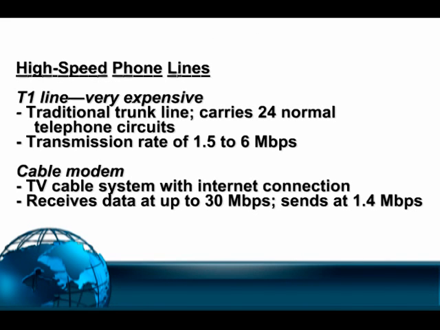T1 line. A T1 line is a very expensive line. It is a traditional trunk line that carries 24 normal telephone circuits. It has a transmission rate of 1.5 to 6 megabits per second. Cable modem. A TV cable system with Internet connection. It receives data at up to 30 megabits per second, and it sends at 1.4 megabits per second.